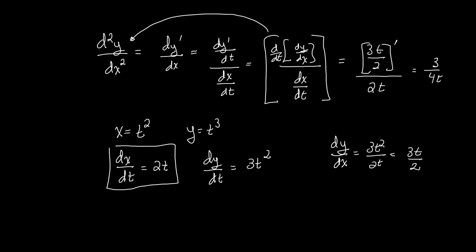The derivative of 3t over 2 gives me 3/2, and dividing by 2t, we get 3/4t. So this, in fact, will be equal to d squared y over dx squared.